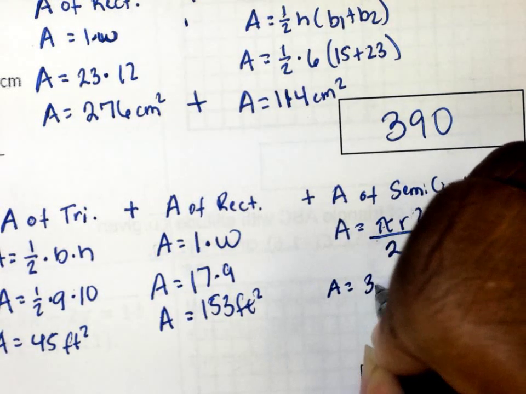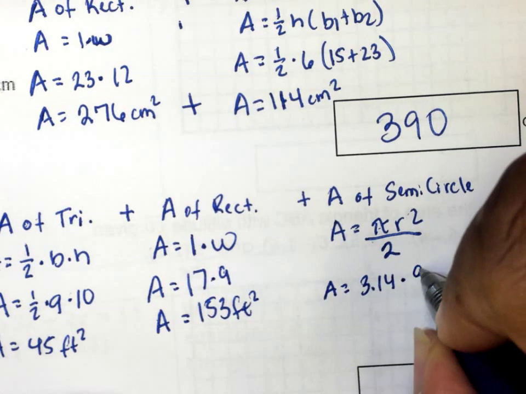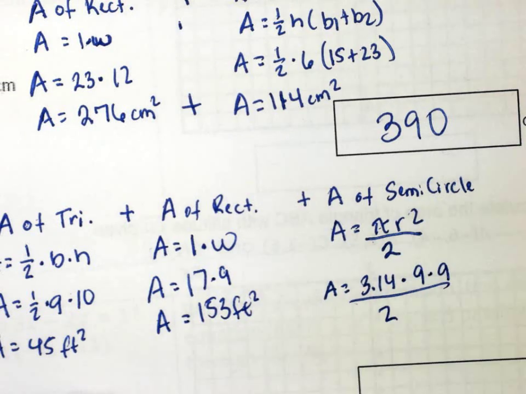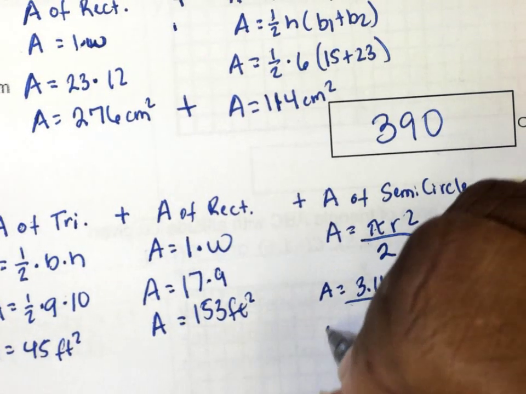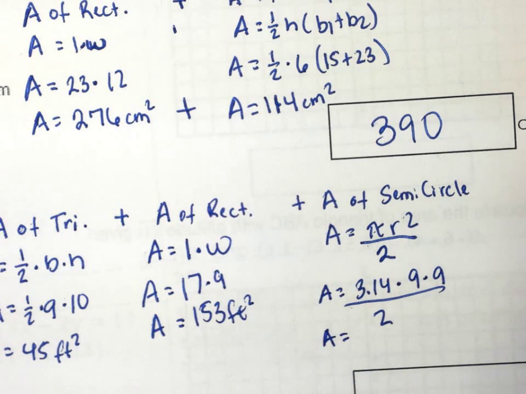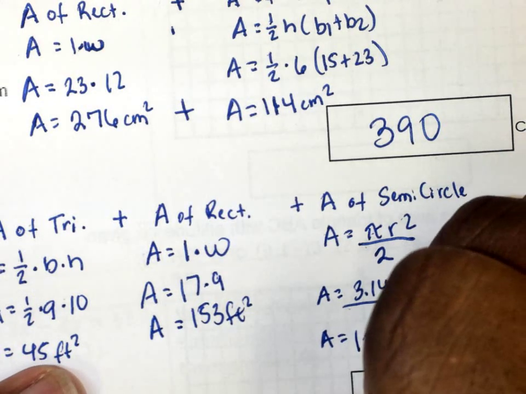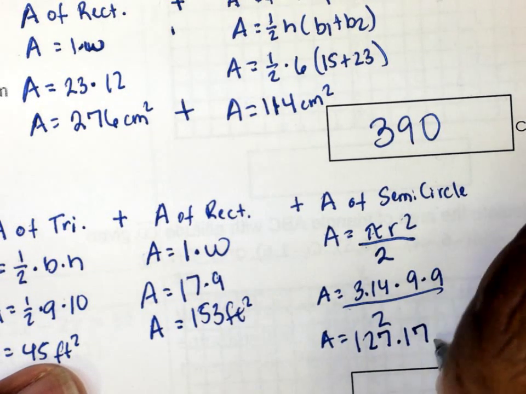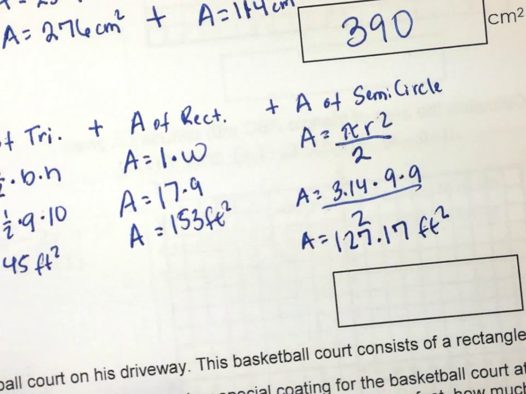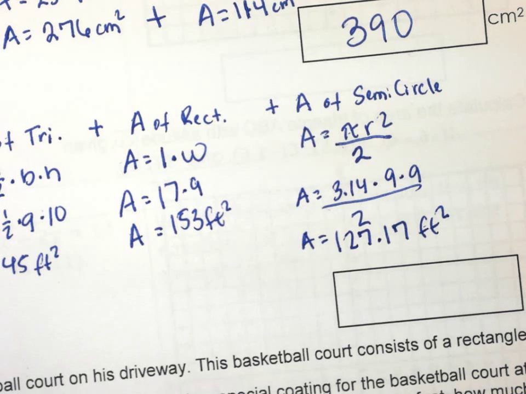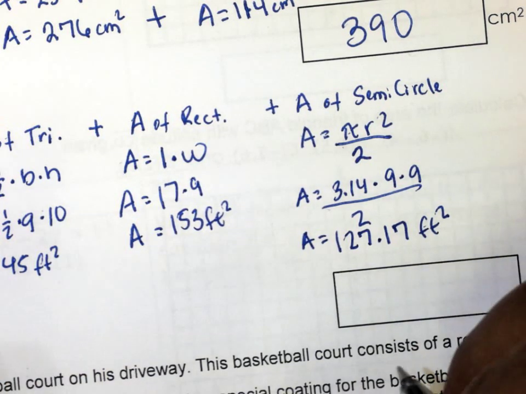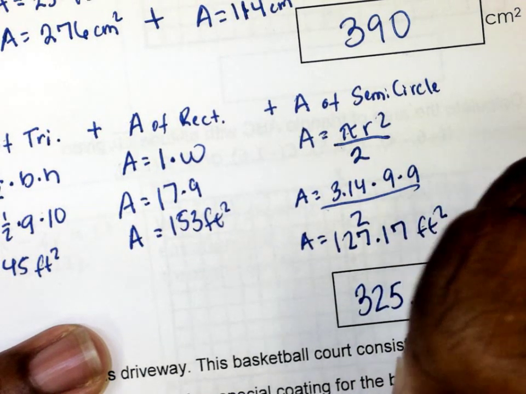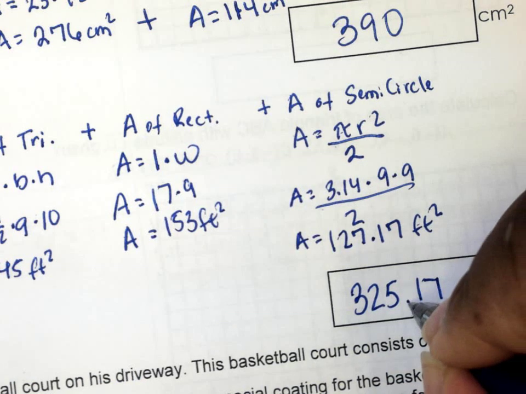Alright, on this one, 3.14 times my radius, which is what? Times 9, times 9, divided by 2. 399. Nope, you forgot to divide by 2. 127. No, he's talking about this before you get to that. It's going to be 254.34. And then you divide by 2. You get 127.17. I'll take that. I remember that number. Feet squared. And then after that, like she said, you need to add all of your pieces up and you'll get what now? 325.17. I don't know how he got that.